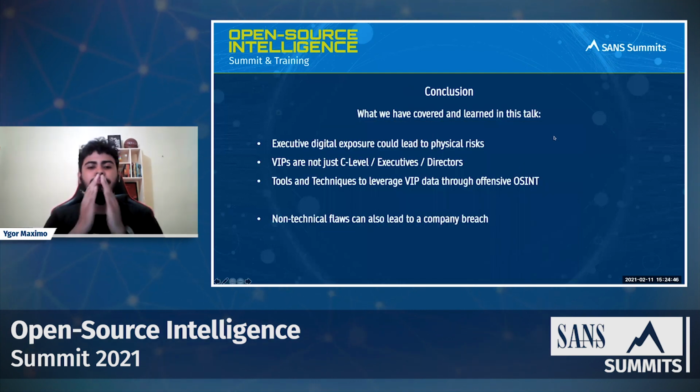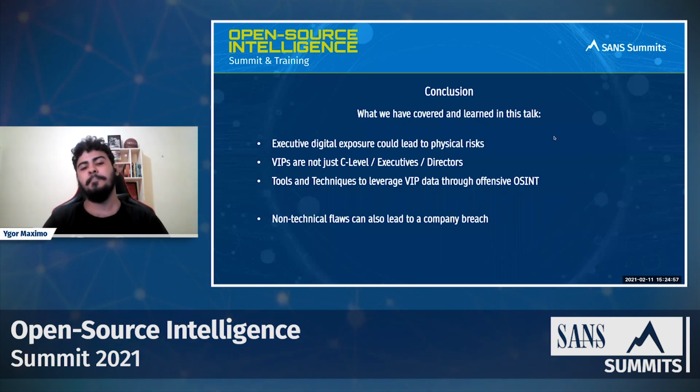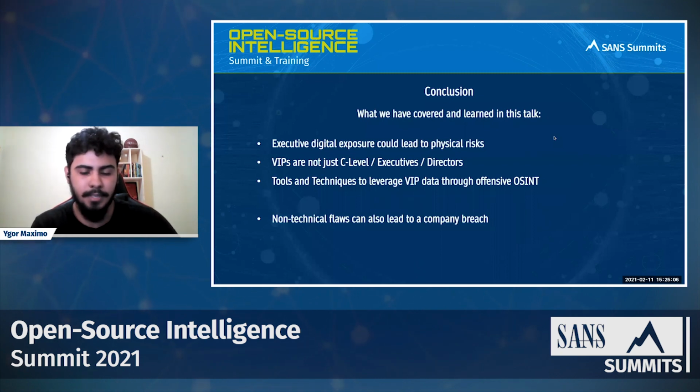So to conclude, I'd like to make a few points. Executive digital exposure could lead to physical risk. That's the example I showed on the first slide, the news of the Exmo Bitcoin manager who was physically harmed, kidnapped in Kiev because of travel plans that had been leaked. Okay. In my personal perspective, VIPs are not just C-level persons or strategic people. They are also the people that have high access in the company, and they're also VIPs.